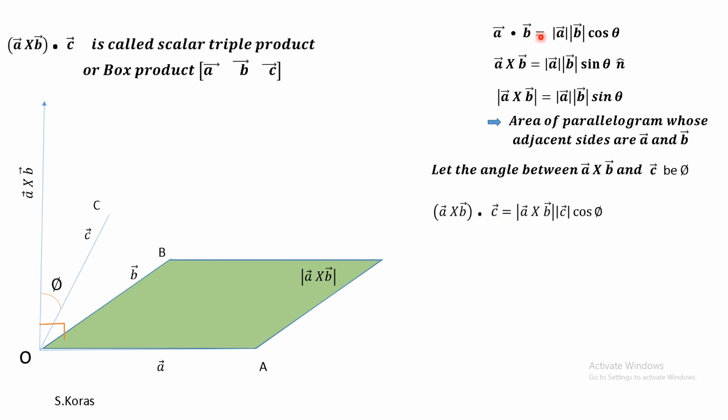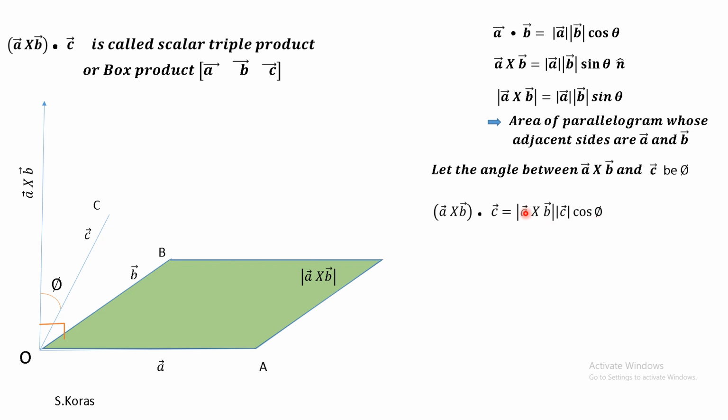A dot B is nothing but modulus of A modulus of B cos theta. That is modulus of first vector, modulus of second vector, into cos of the angle between these two vectors. So if we consider this, the angle between this vector and this vector is nothing but phi. So A cross B dot C is modulus of A cross B into modulus of C vector into cos phi.